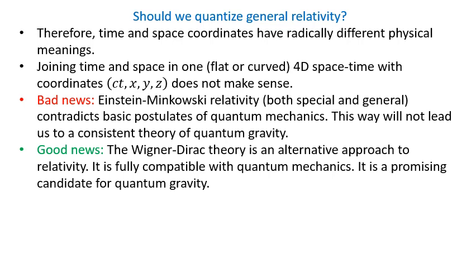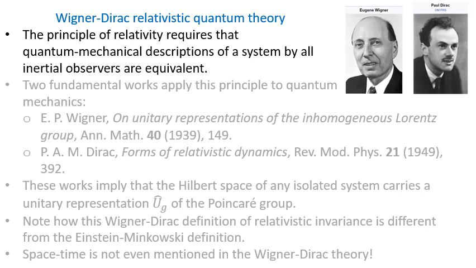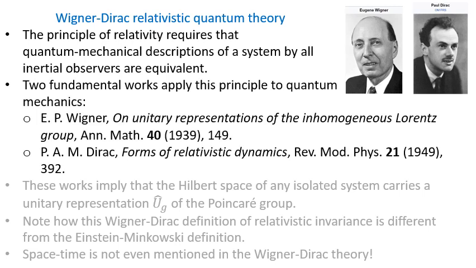I am talking about the Wigner-Dirac relativistic quantum mechanics, which is a promising candidate for quantum gravity. What do I mean by Wigner-Dirac relativistic quantum theory? Their idea was very simple. The basic postulate of relativity says that all inertial frames of reference are equivalent. Wigner and Dirac simply applied this principle to quantum mechanics.